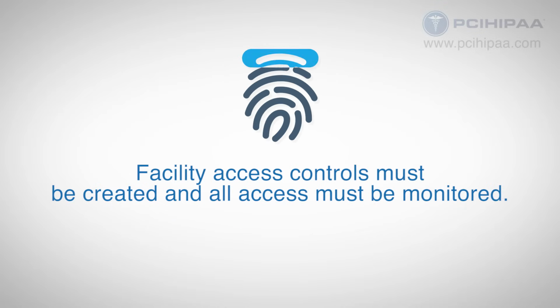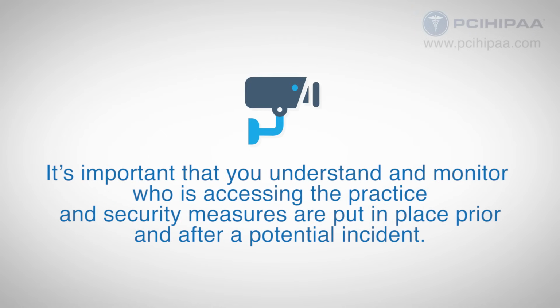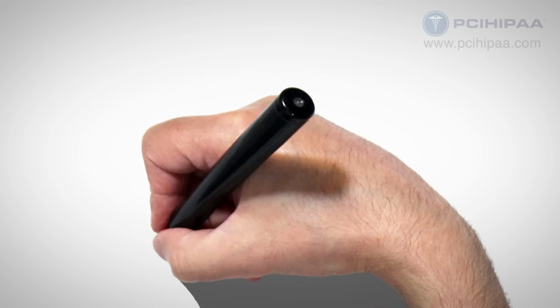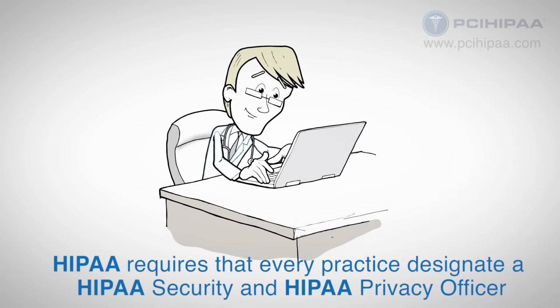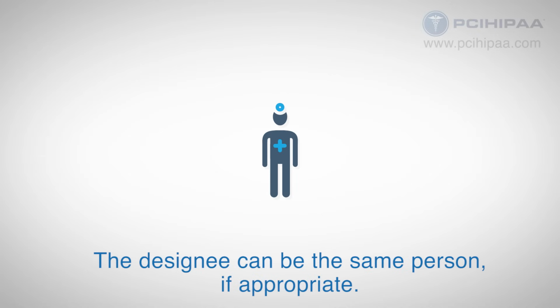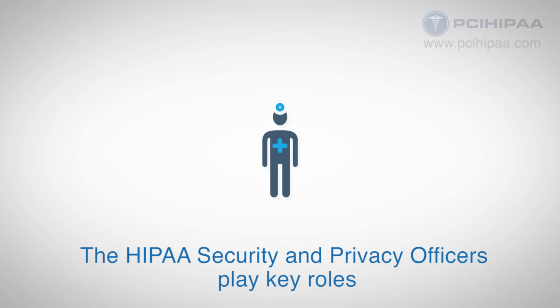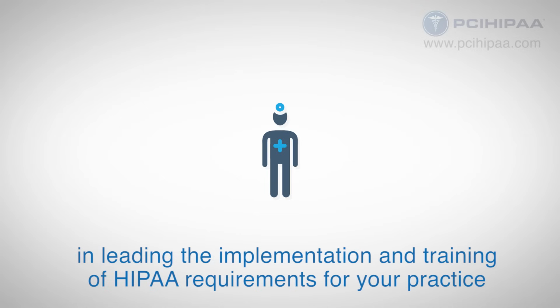Facility access controls must be created, and all access must be monitored. It's important that you understand and monitor who is accessing the practice, and security measures are put in place prior and after a potential incident. To help administer these safeguards, HIPAA requires that every practice designate a HIPAA security and HIPAA privacy officer. The designee can be the same person, if appropriate. The HIPAA security and privacy officers play key roles in leading the implementation and training of HIPAA requirements for your practice.